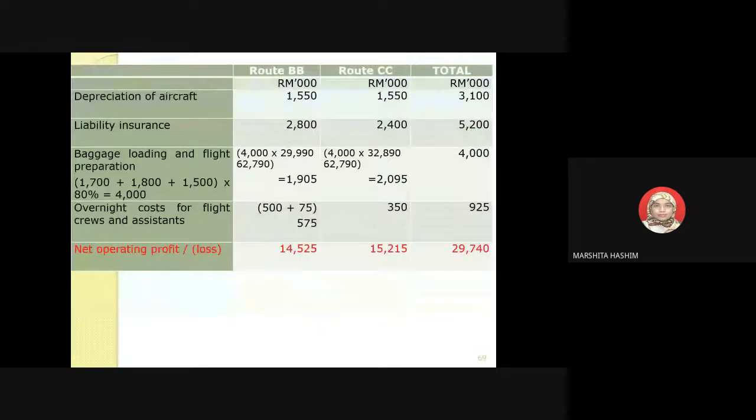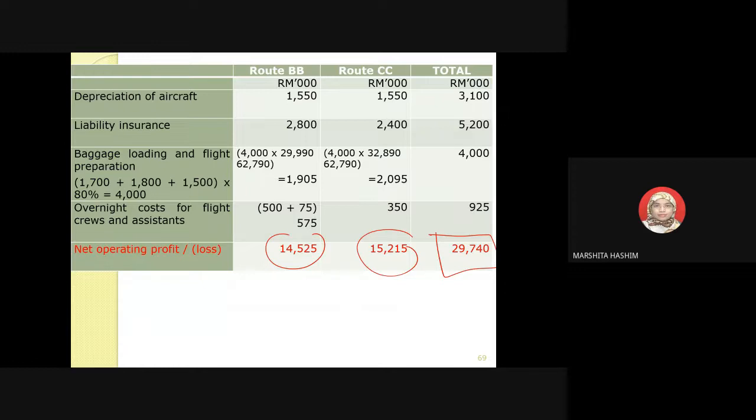Finally, you calculate net profit: sales revenue, contribution just now minus all costs. So this is your profit. This is the total. Finish requirement A.